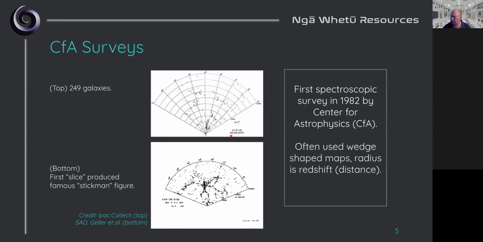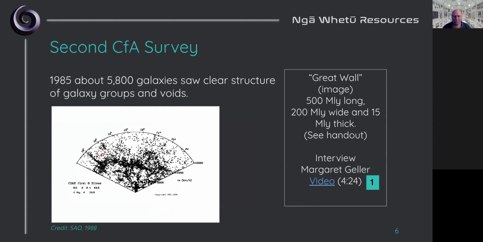But here they have identified 249 galaxies. This is another slice. It became very famous because they called it the stickman figure. The slice with the stickman figure really looks like it. This is just some early structure that they discovered in these surveys. The second one, I was wrong in saying that it started in 2000. It started in the 1980s with these kinds of surveys. This is a much more detailed one, almost 6,000 galaxies identified in one slice in a systematic survey. And here you see the structure that they discovered.